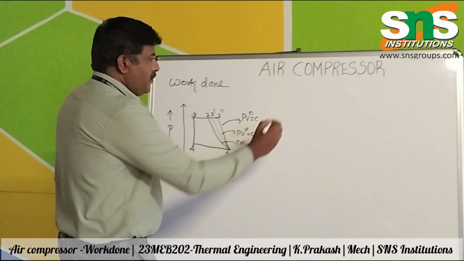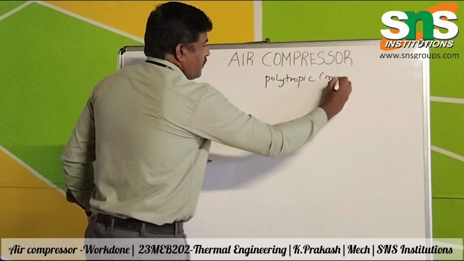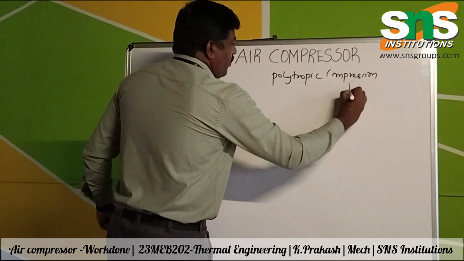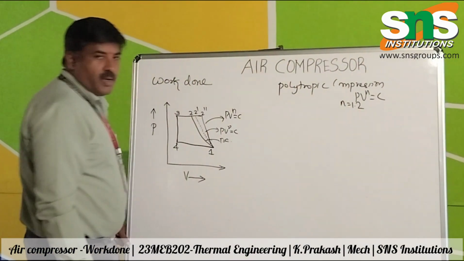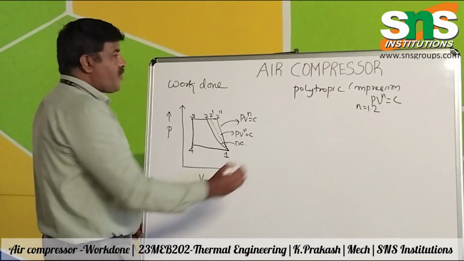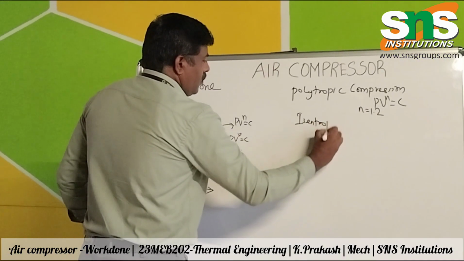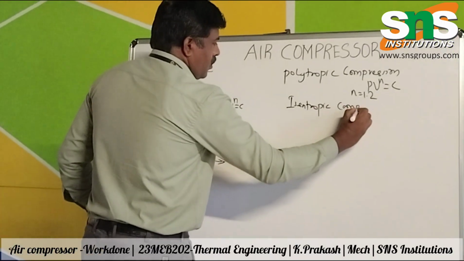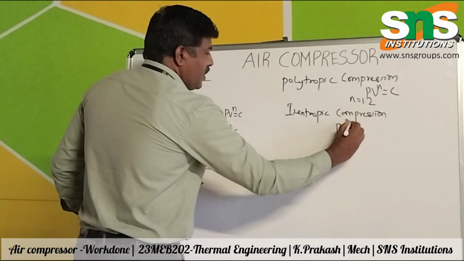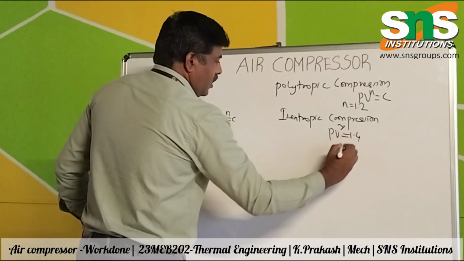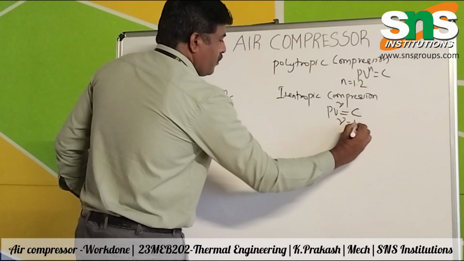So here the compression takes place in three different ways. The first one is the polytropic compression. In the polytropic compression, PV^n is equal to constant, where n is given as 1.2. And the next type of compression is isentropic compression. In isentropic compression, PV^gamma is equal to constant, where gamma is given as 1.4.